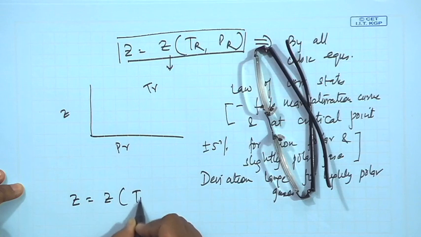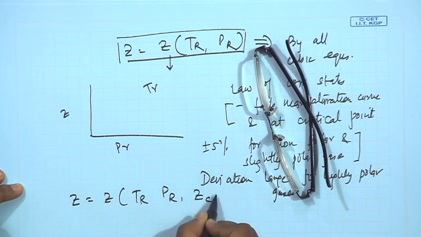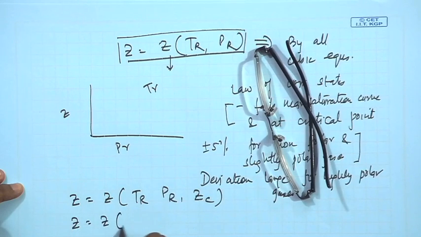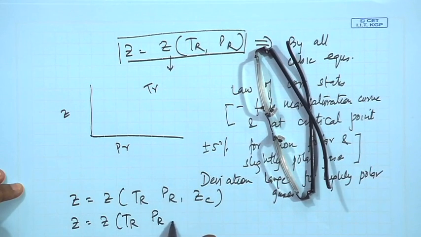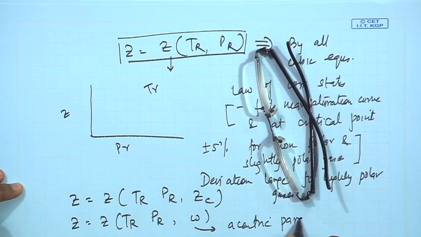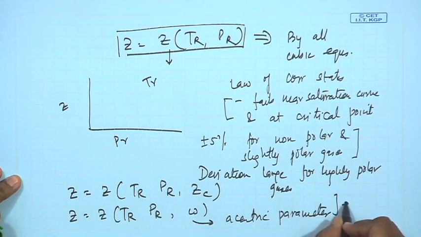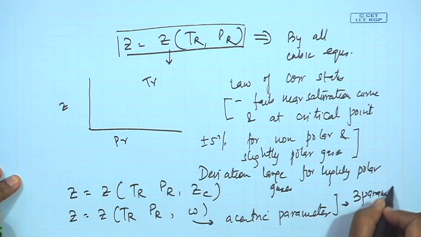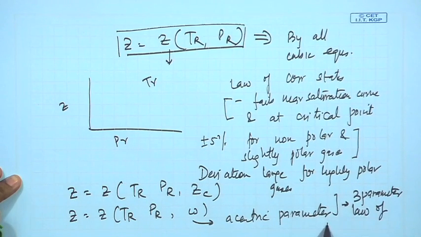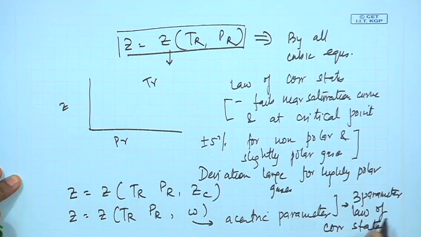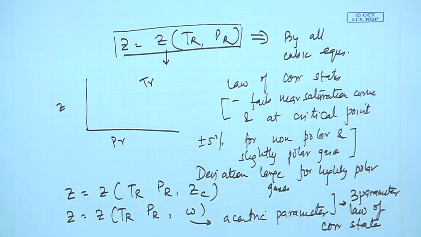For one particular school, Z is a function of TR, PR and ZC. For the other school, which is a much more popular one, apart from TR, PR, they have introduced something known as the acentric parameter. So in the next class we go for discussing the 3 parameter law of corresponding states, and we find that the 3 parameter law is more accurate than the 2 parameter law. So we go for the 3 parameter law when we find that the 2 parameter law is not very accurate. We continue in the next class.